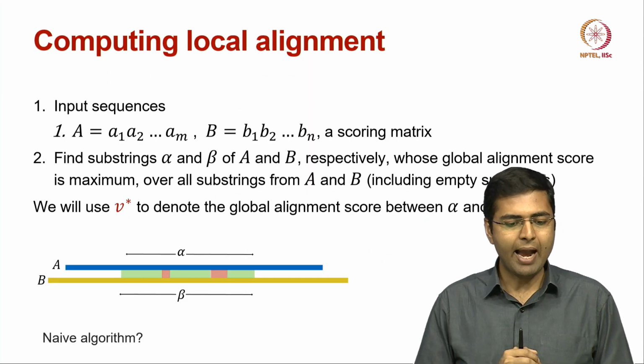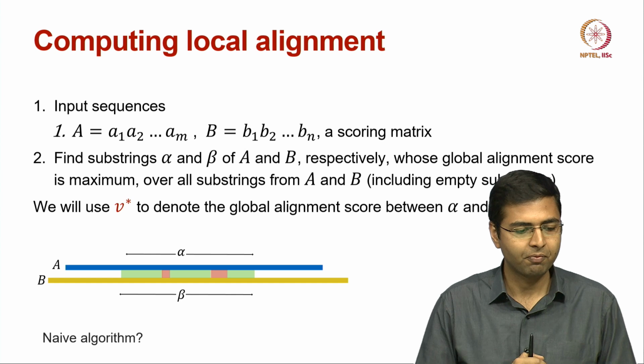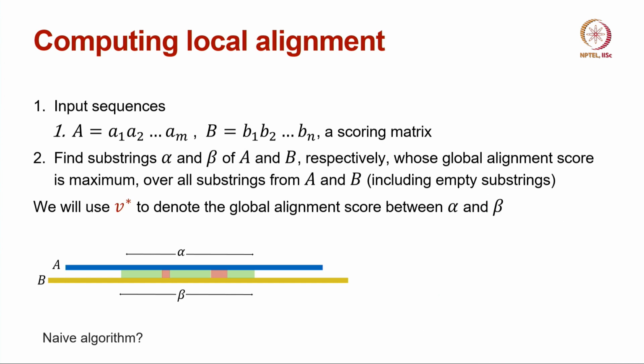Okay. So, coming back to the problem definition, again remember that we have two input sequences A and B. The length of sequence A is m and length of sequence B is n. We are given a scoring matrix. The question is to look for substrings alpha and beta in A and B whose global alignment score is maximum.